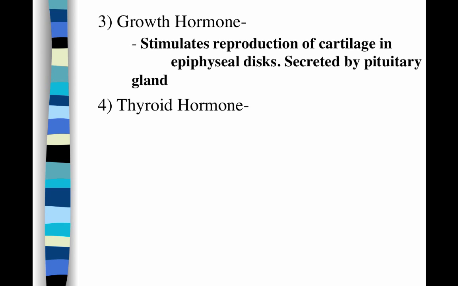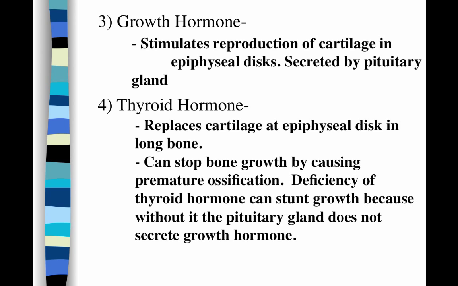Growth hormone is what triggers cartilage cells to reproduce to make cartilage, and it's secreted by a gland known as the pituitary gland. And then you have thyroid hormone, which will actually get the cartilage replaced during endochondral ossification. However, if you have too much of certain hormones, it can actually cause ossification to happen way too quickly, and that will cause growth stunts.